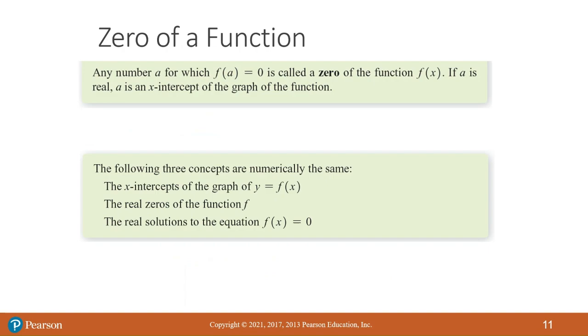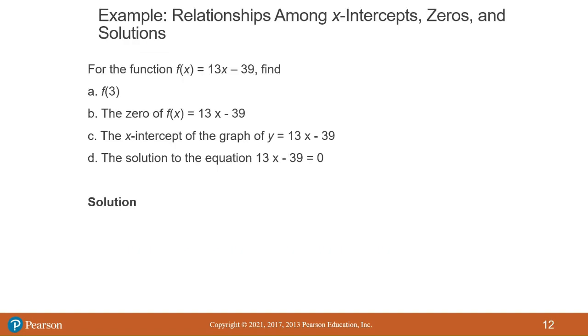Let's look at the zeros of a function. Any number a for which f of a equals 0 is called a zero of the function f of x. If a is real, a is an x-intercept of the graph of the function. The following three concepts are numerically the same: the x-intercepts of the graph of y equals f of x, the real zeros of the function f, and the real solutions to the equation f of x equals 0. All three the same. So for the function f of x equals 13x minus 39, we want to find a, f of 3; b, the zero of f of x equals 13x minus 39, the x-intercept of the graph y equals 13x minus 39, and the solution of the equation 13x minus 39 equals 0.